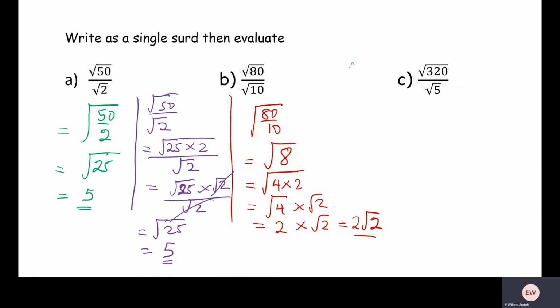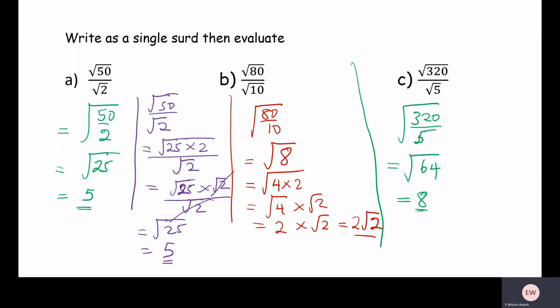Let's look at the last one. In the last question, we have root 320 over root 5. Let's write this as a single surd. So we have 320 over 5. And 320 divided by 5 is equal to 64. So we have root 64. And root 64 will give us 8 because 64 is a square number.